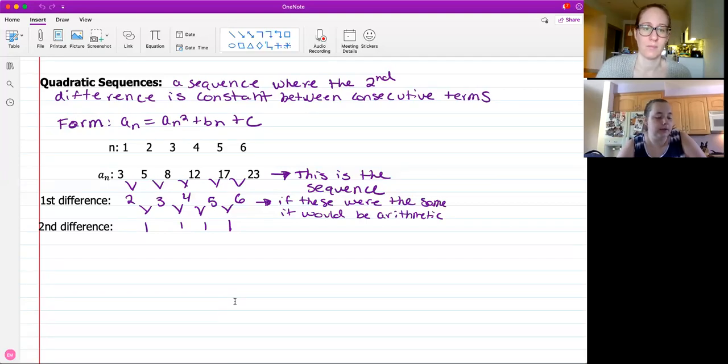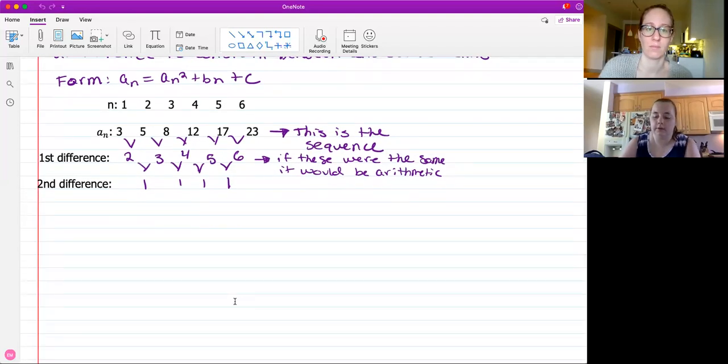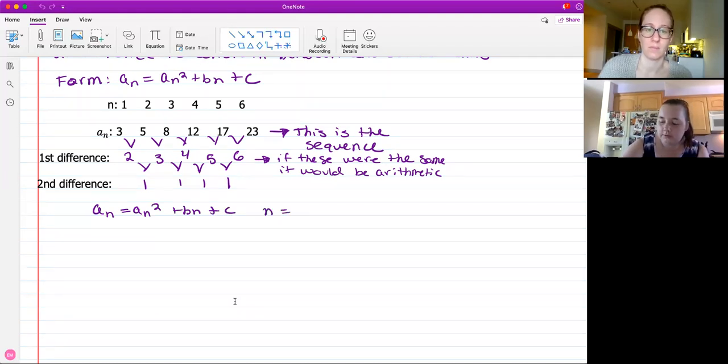Then we're going to see if we can find the explicit equation for this sequence. And then we're going to do one more example, so you get 2 examples this round. Hopefully this will make sense by the end of it. Going back to our form, we have a sub n equals a n squared plus b n plus c. Again, should be very familiar. n is the term number.